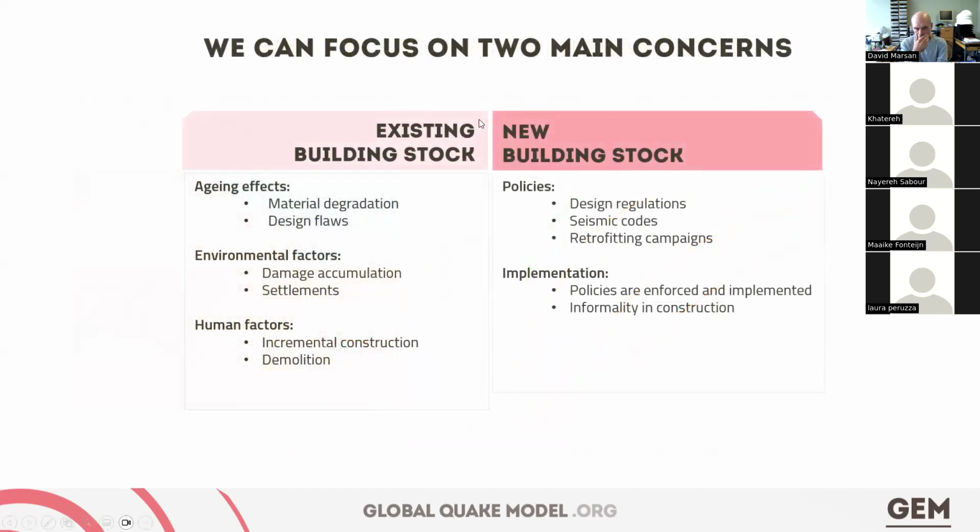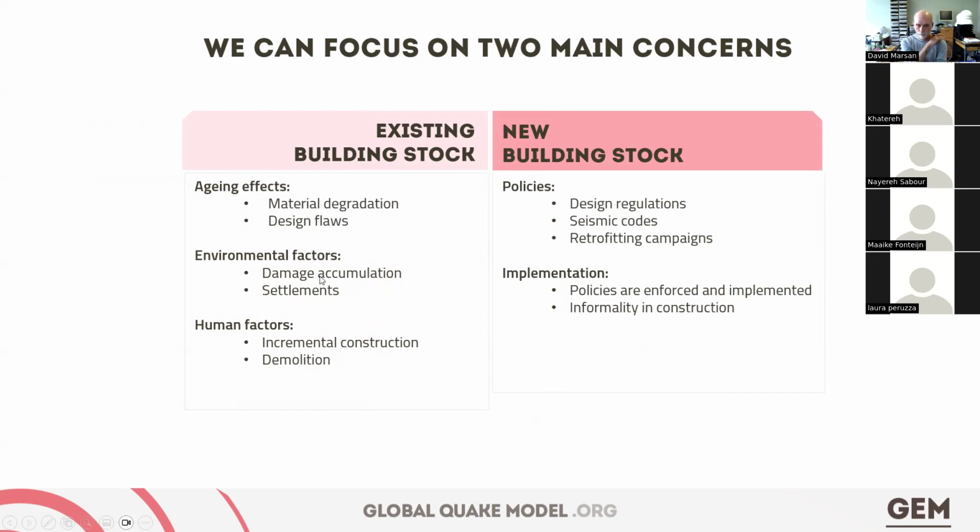We can focus here on two things. I think there are two main concerns. We can take a look at the existing building stock and how certain effects are going to change its fragility and vulnerability. In the existing building stock, for example, aging effects are important: material degradation, exposure to certain elements that can degrade materials, design flaws that become more apparent with time. But there are also environmental factors and damage accumulation. For example, when an earthquake happens, a house gets damaged, but then it's already damaged. So when the next earthquake happens, this building is more likely to fail or to suffer damage due to that ground shaking.